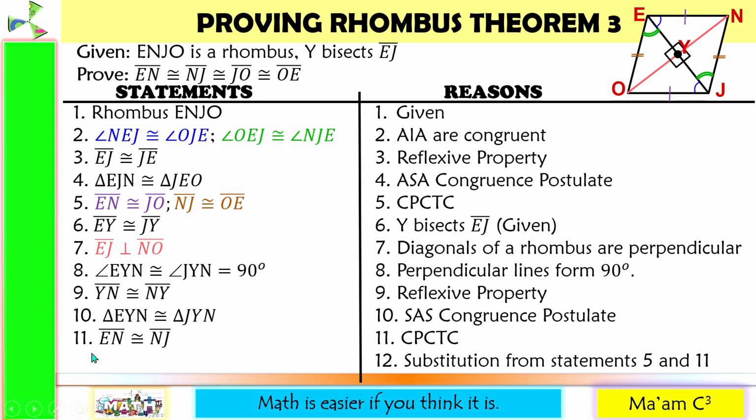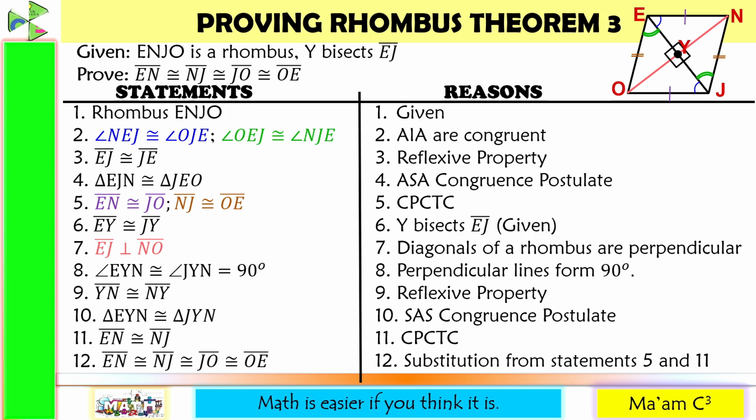Statement 11 is EN is congruent to NJ. Statement 5 states that NJ is congruent to OE. So if this is NJ, it is also congruent to OE. And EN is also congruent to JO. So now we were able to prove that line segment EN is congruent with NJ, also congruent with JO, and also congruent with OE. So yes, rhombus theorem number 3, all sides are congruent.